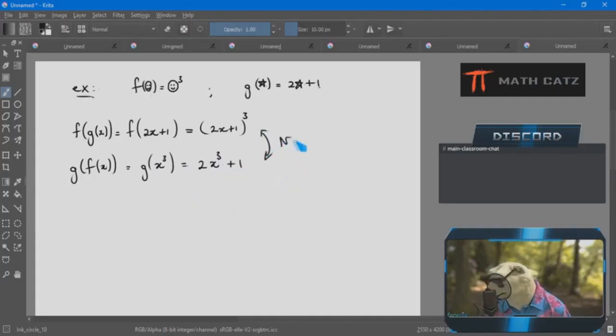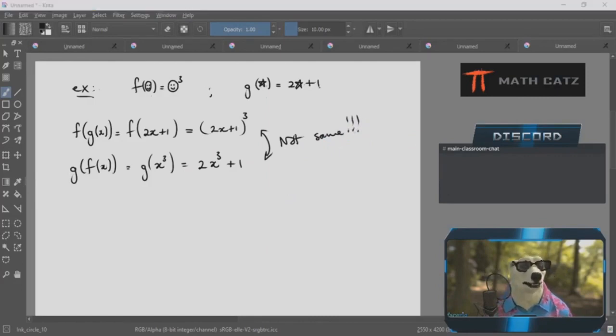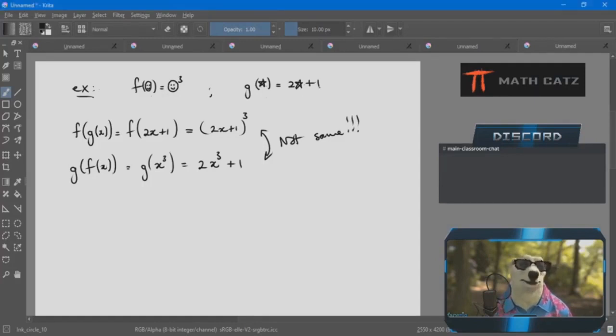Please notice that these are not the same. Now, in rare circumstances, they might be the same. But for most cases, they're just not the same. Which tells me the order in which I compose these functions, the order in which I nest these functions inside each other matters a lot. It completely redefines the function.